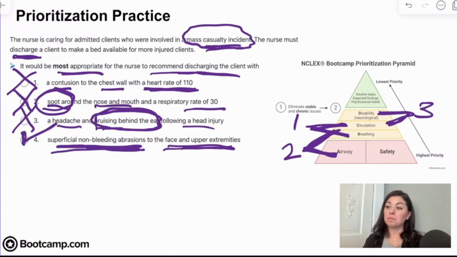Now, if it said they were bleeding profusely or there was any signs of decreased perfusion, such as pallor, decreased pulses, diaphoresis, I'd be worried. But in this case, we look pretty good, okay?